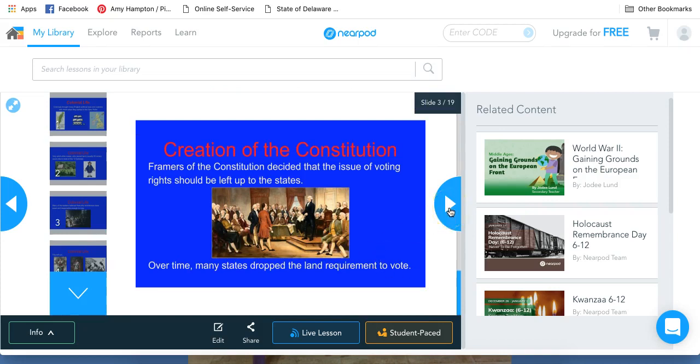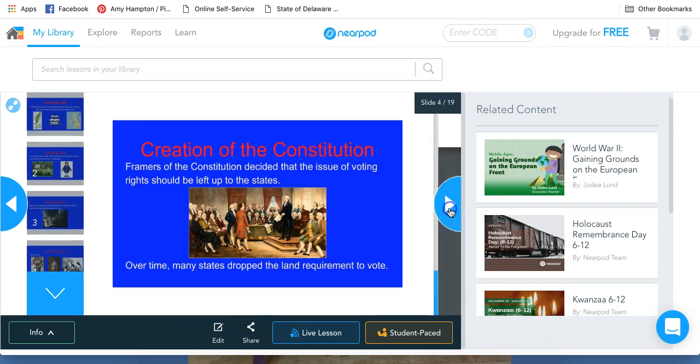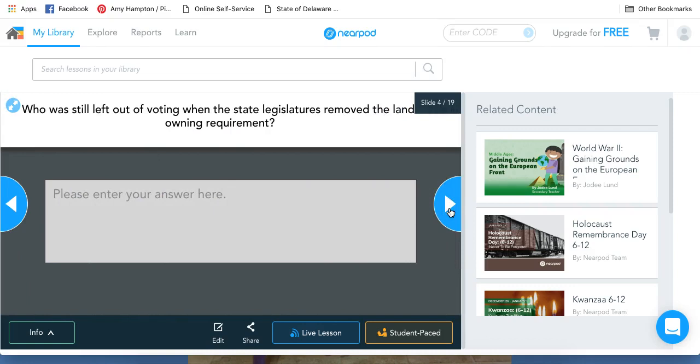So then after they get some of that background information, I ask them to collaborate with one another and say who was left out of voting when the state legislatures removed the land owning requirement. So then individually they would type their answer in and post it.